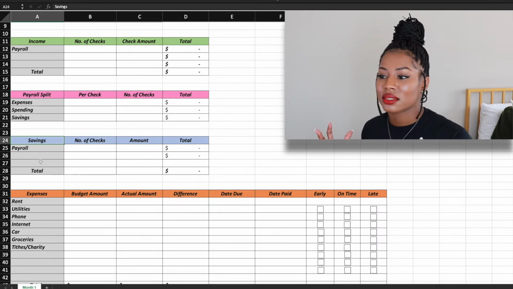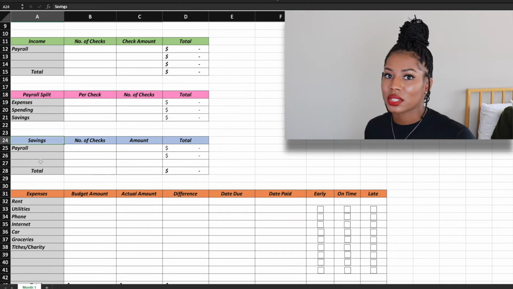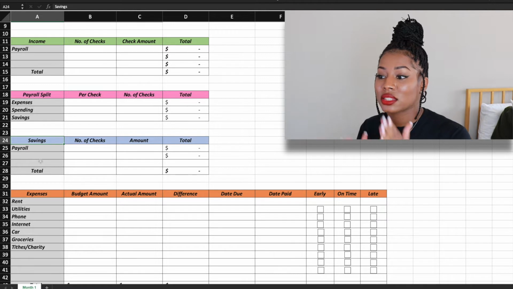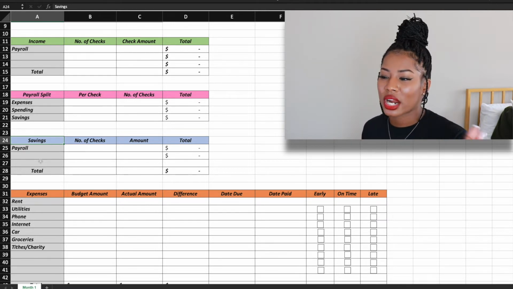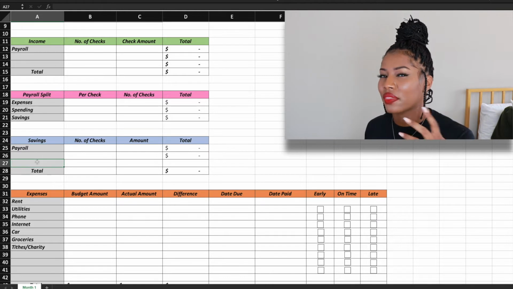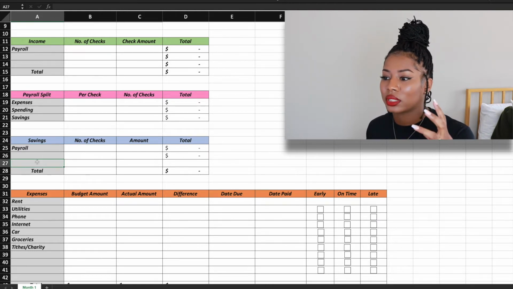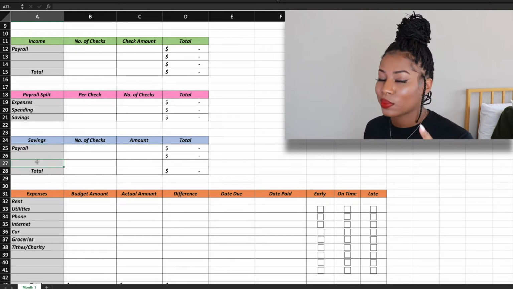Say for instance, I didn't spend that much money, so I want to take the money that I didn't spend and put it into my savings. I can say transfer and how much I transfer over. So you can also do an additional chart for your spending as well. I'm just not that into my spendings account. I haven't really delved into my spendings account just yet.